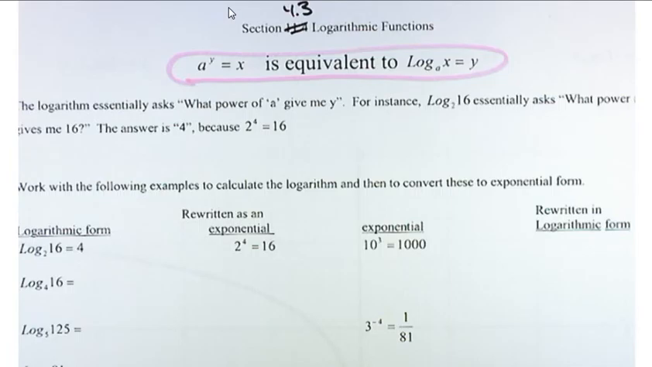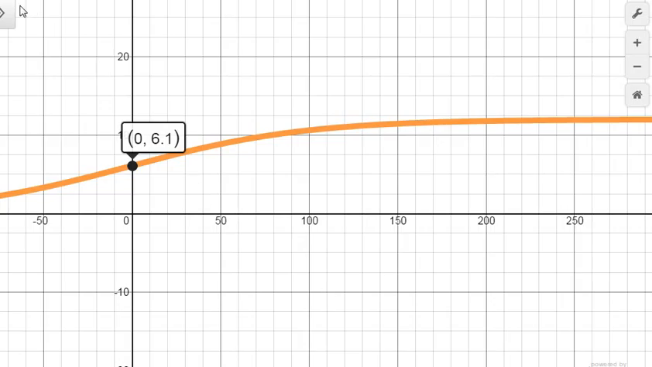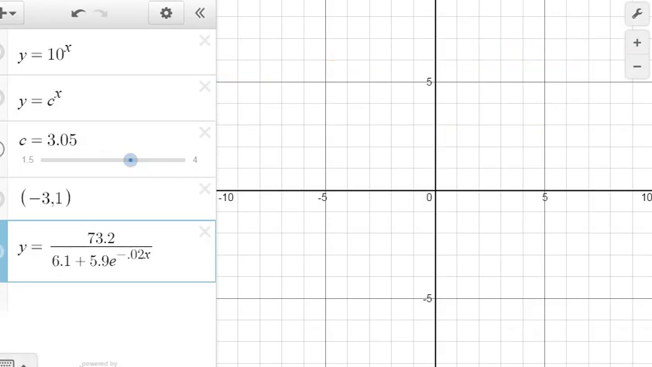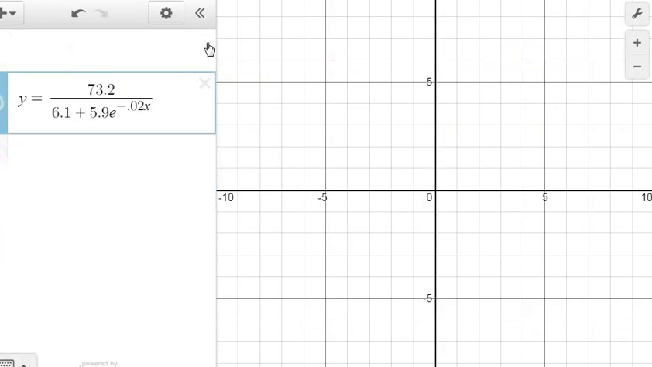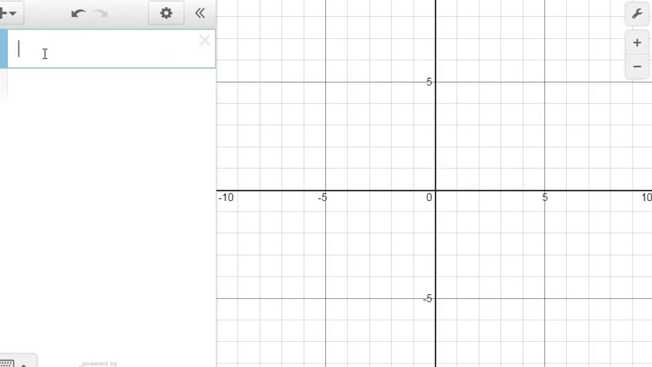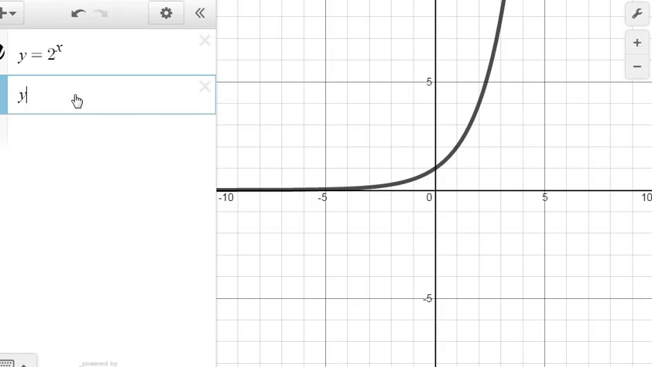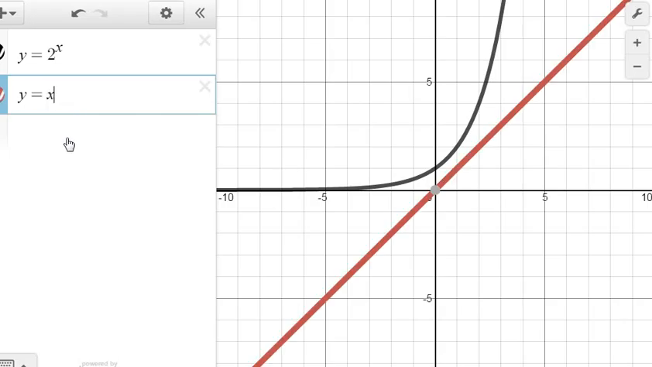So in fact, a cool thing that you can do with Desmos that you can't necessarily do with your graphing calculator is flip things around. So let's go back to our home screen, ditch this. Let's graph an exponential function, y equals 2 to the x, like that. Now, do you remember what the graph of an inverse function looks like? How do I find that if I know what the function looks like? It's flipped around the line y equals x. So here's the line y equals x.